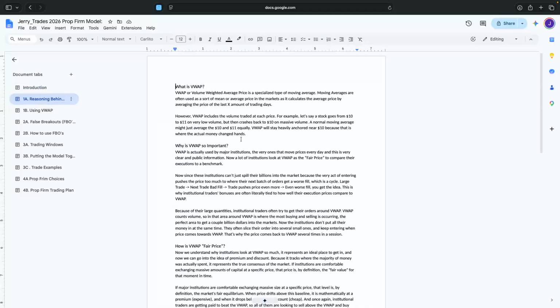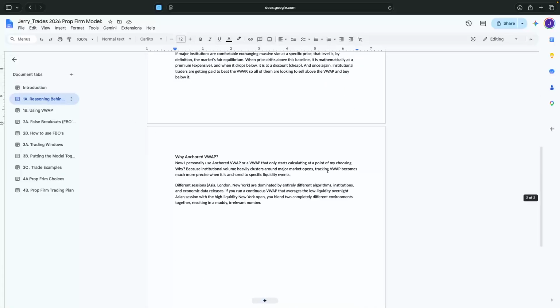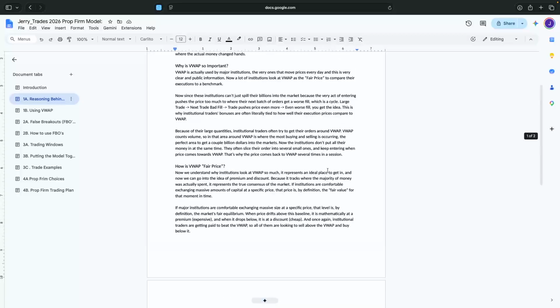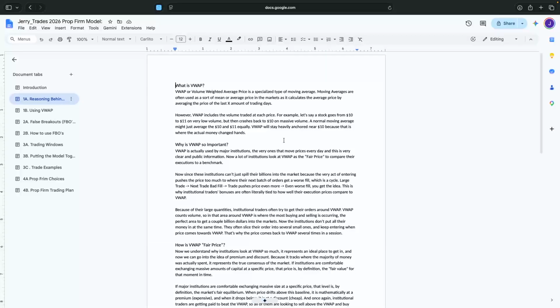So, the reasoning behind VWAP: this is a lot of research that I did, and personally, I'm not going to go through everything. I'm just going to go over the couple of main ideas. So first things first, what is VWAP? VWAP is your volume weighted average price. In simple terms, it's basically at what price did the most amount of transactions go through?